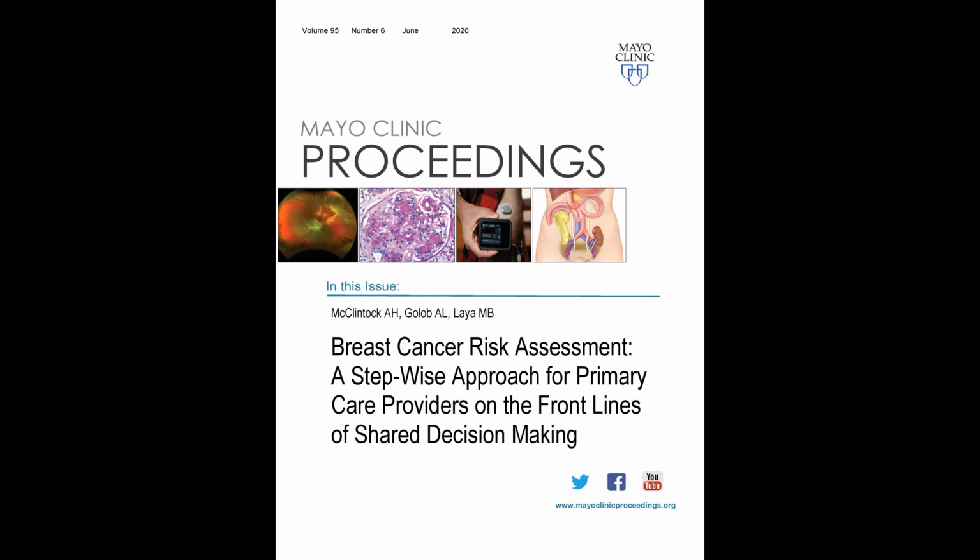I'm the lead author on the article Breast Cancer Risk Assessment, a Stepwise Approach for Primary Care Providers on the Front Lines of Shared Decision Making that will appear in this issue of the Mayo Clinic Proceedings. There's a lot of information to take in when making sense of the myriad of breast cancer screening guidelines, in addition to the already very full plate of primary care providers.